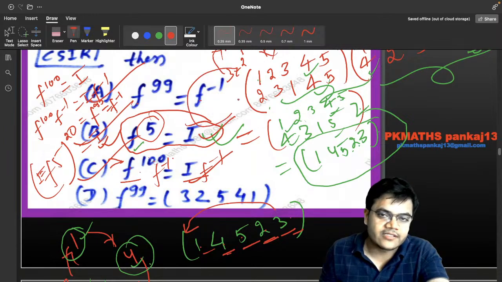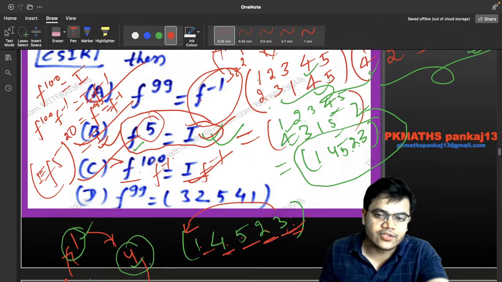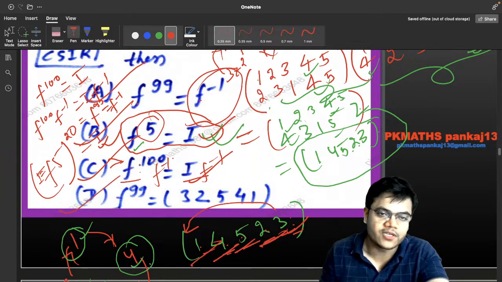And F inverse. So if your F is 1, 4, 5, 2, 3, then certainly its inverse will be what? 3, 2, 5, 4, 1. 3, 2, 5, 4, 1. So D option is also right.